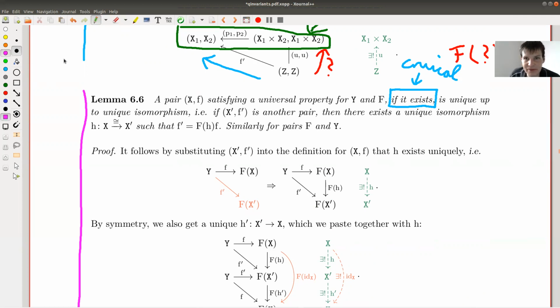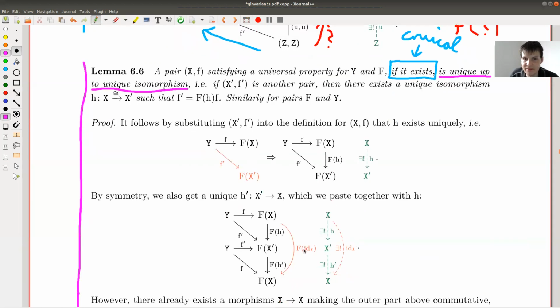Basically what it says is that it is unique up to a unique isomorphism. If it exists, it is unique. Something defined by a universal property is as unique as it can be. It just needs to exist. It might not exist at all, but if it exists, it is as unique as it gets. And the argument is a diagram pasting argument. It's actually pretty nice, but try to read it yourself.